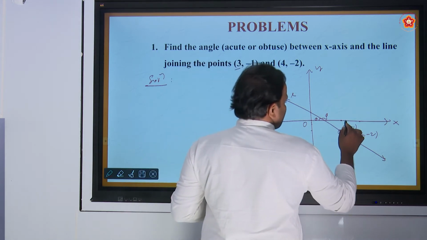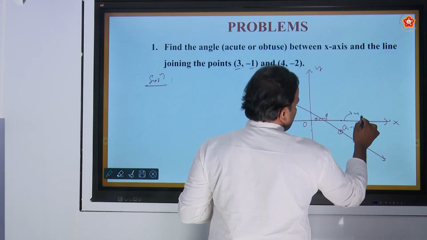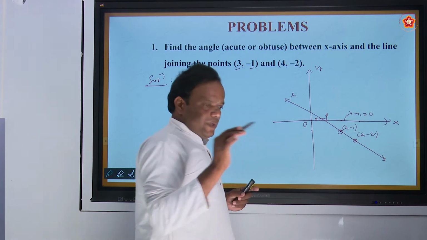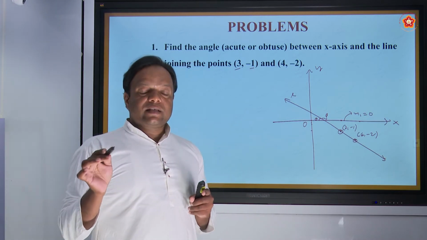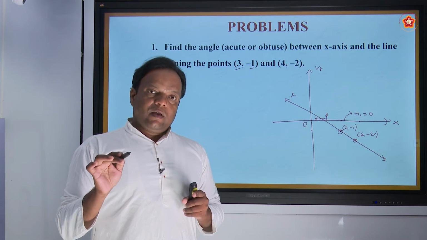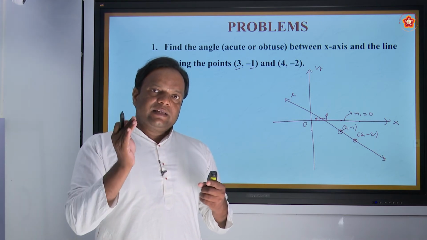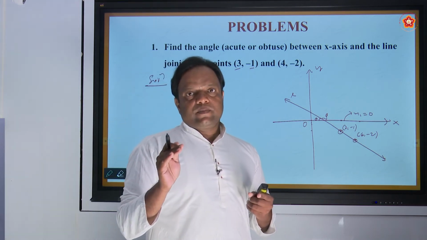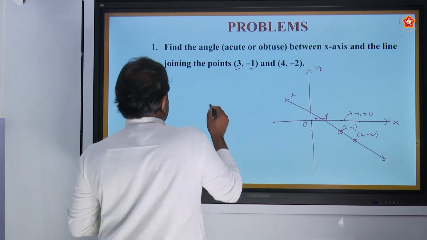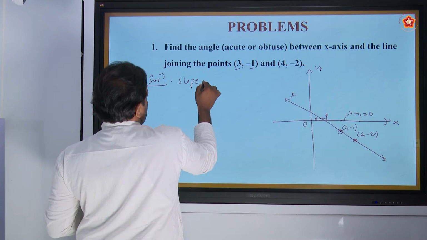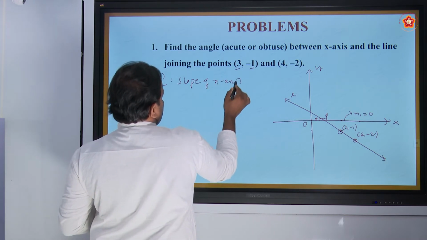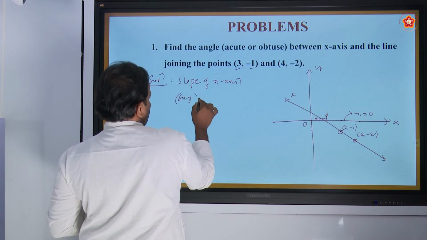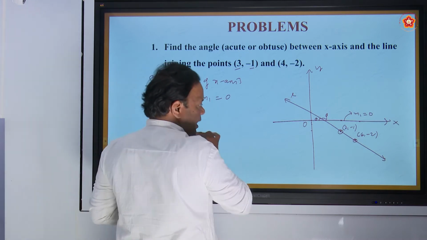First, we know the slope of the x axis. What is the slope of the x axis? Say m1 is 0, because there is no angle subtended by the x axis. The x axis slope is always 0, because there is no theta. If some line is inclined with angle theta, then m equal to tan theta is the slope. Remember, the x axis slope is always 0. So, the slope of the x axis, m1, is equal to 0.